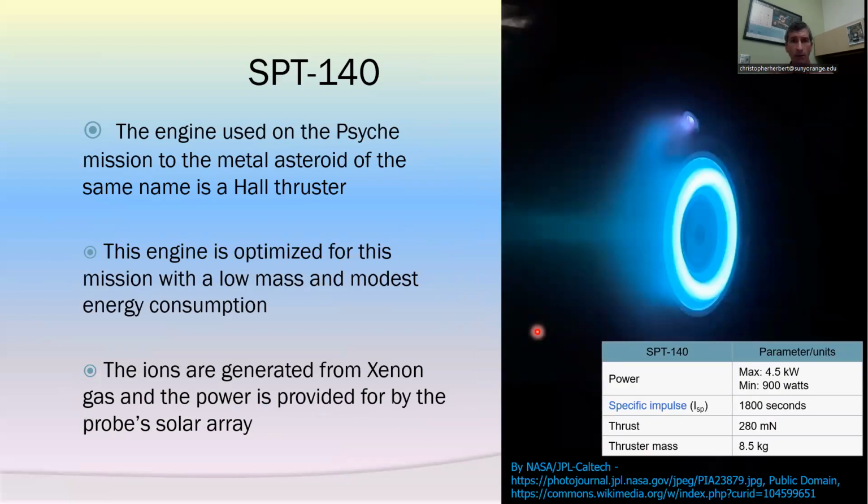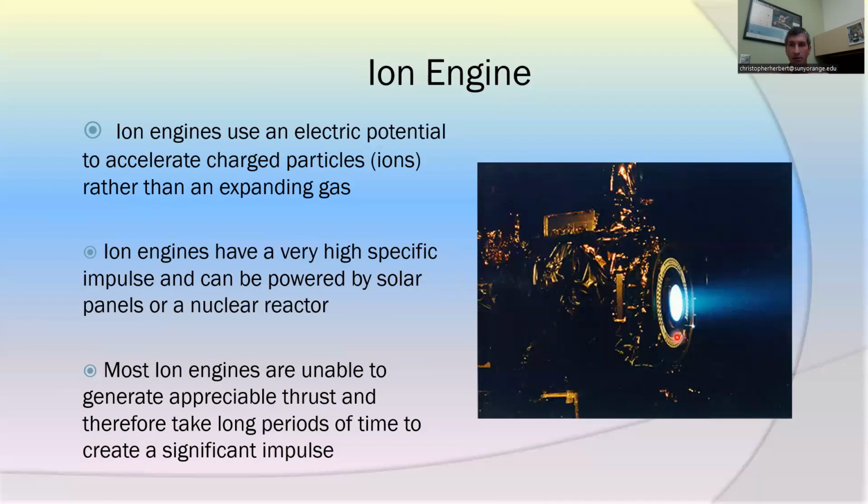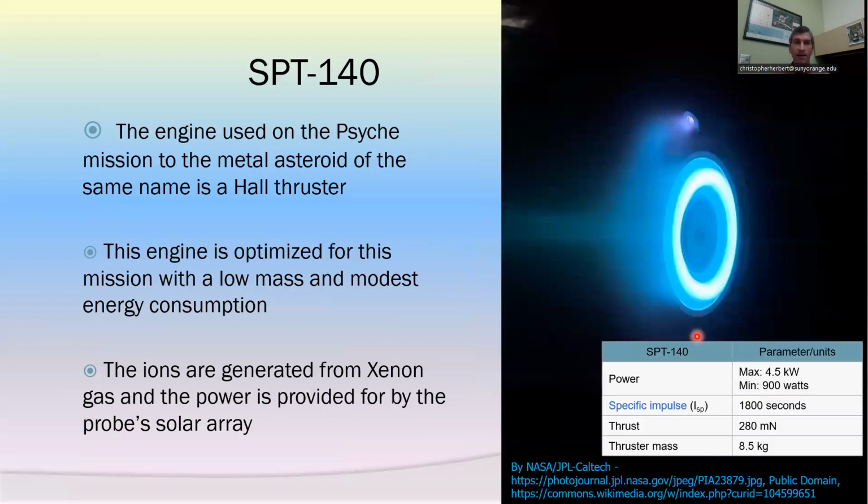This is the SPT-140 ion engine. It's a Hall thruster. This actually is the new star. This was used on the first satellite to ever use ion engines, and that was Deep Space One, which visited asteroids, I think back in the 1990s. But today's ion engines are even more advanced. This Hall thruster basically has pretty good power demands, between 900 watts and 4.5 kilowatts. But that's a power that can be handled by most solar panel arrays that we have on space probes.